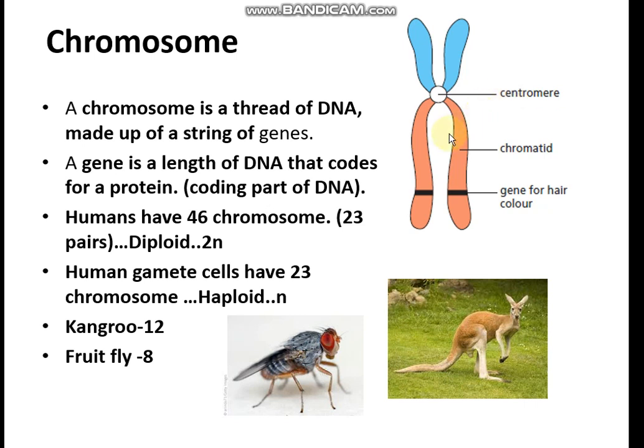Now the number of chromosomes is specific in each species. Like, if you remember, humans have 46 chromosomes in the form of 23 pairs, and this information is said to be diploid. And when it comes to gametes, this genetic information is reduced to half and it is said to be haploid. This chromosome number is specific to each species. Like humans have 46, similarly kangaroos have 12 and the fruit fly has 8 chromosomes.